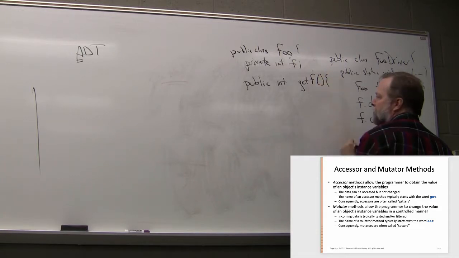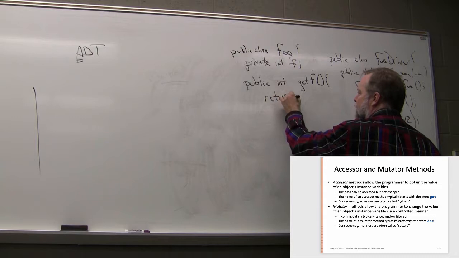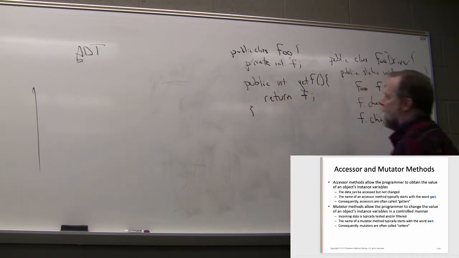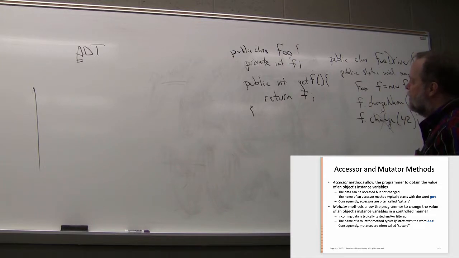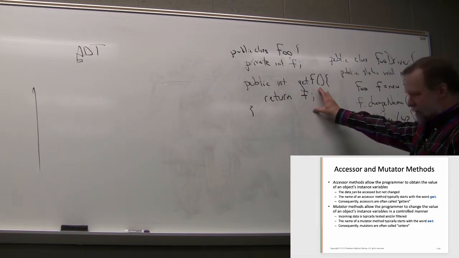Like that. And then this is a real simple method. It only has one line of code. It says return F. Like that. Right? So this is an accessor method.